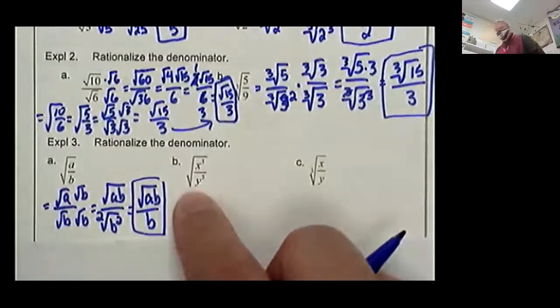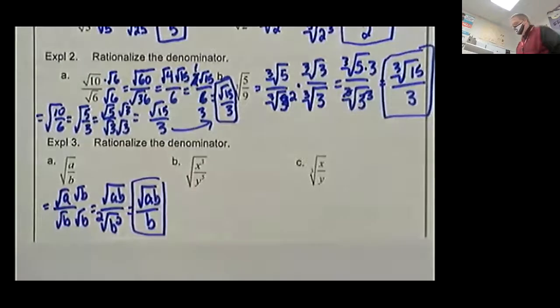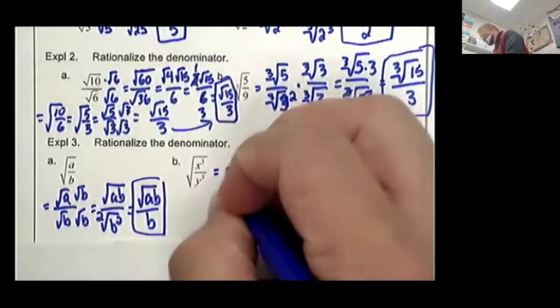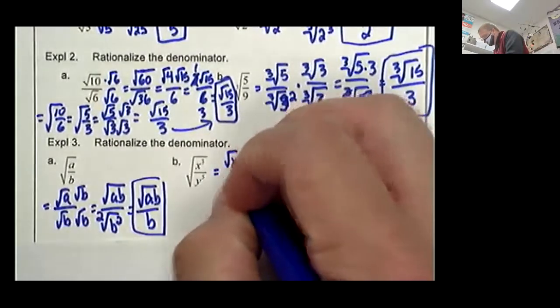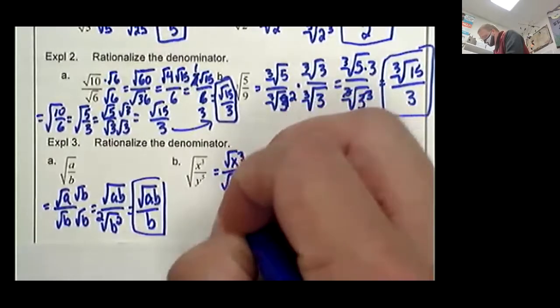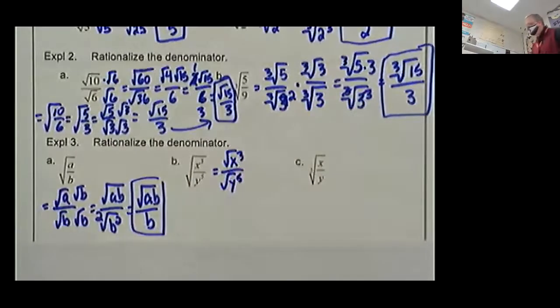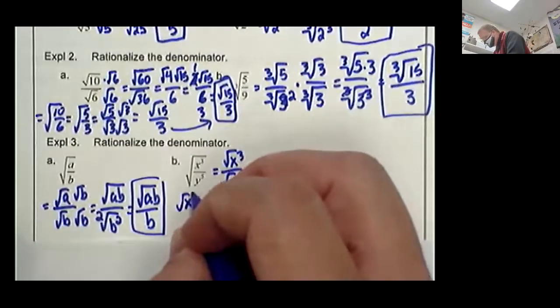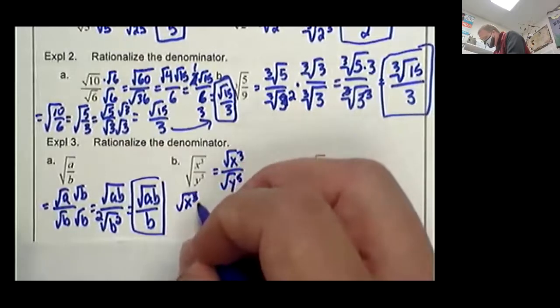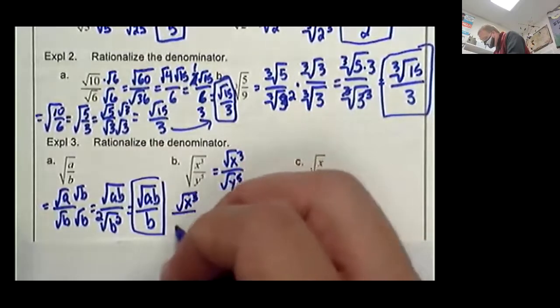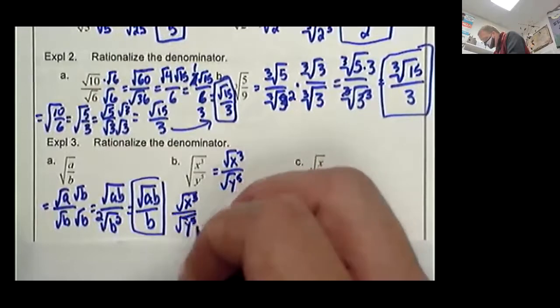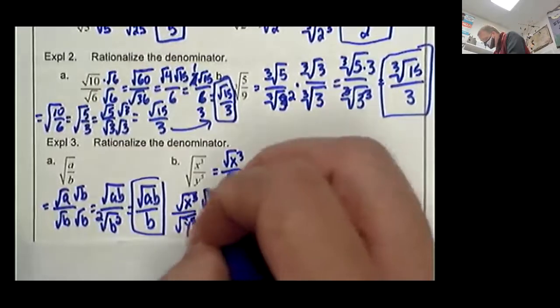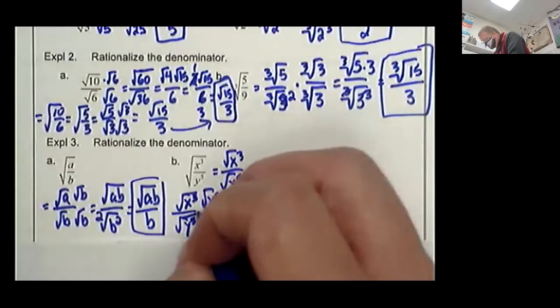So there's a couple ways to do this one. So we'll do this one a couple different ways. First, note that this is the square root of x cubed over the square root of y to the fifth. So one way we can do this is, again, we can multiply the top and bottom by the same root. So I'm going to multiply by the square root of y to the fifth over the square root of y to the fifth. Now there's going to be a lot of simplifying if we do it this way.